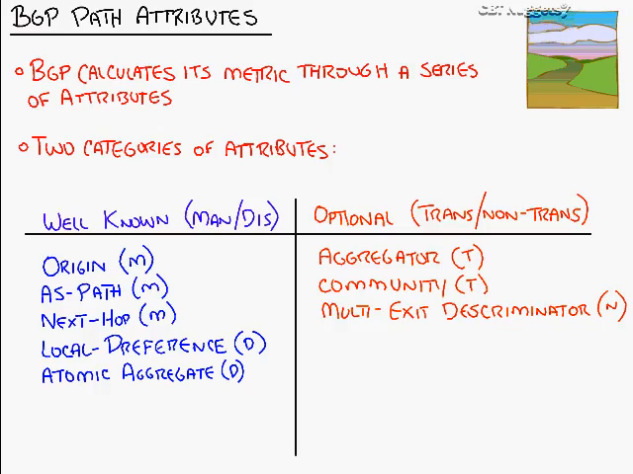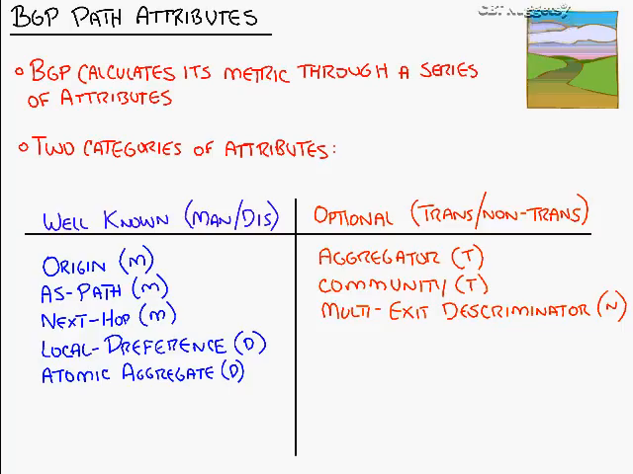Now, before we start getting into individual attributes and how they can affect your routing table, let's look at the broad categories of BGP attributes. The first thing that we see here is, as I mentioned, BGP calculates its metric, the best way around the network, through this whole series of attributes. And there are two broad categories of attributes with, I guess you could say, four subcategories of those.